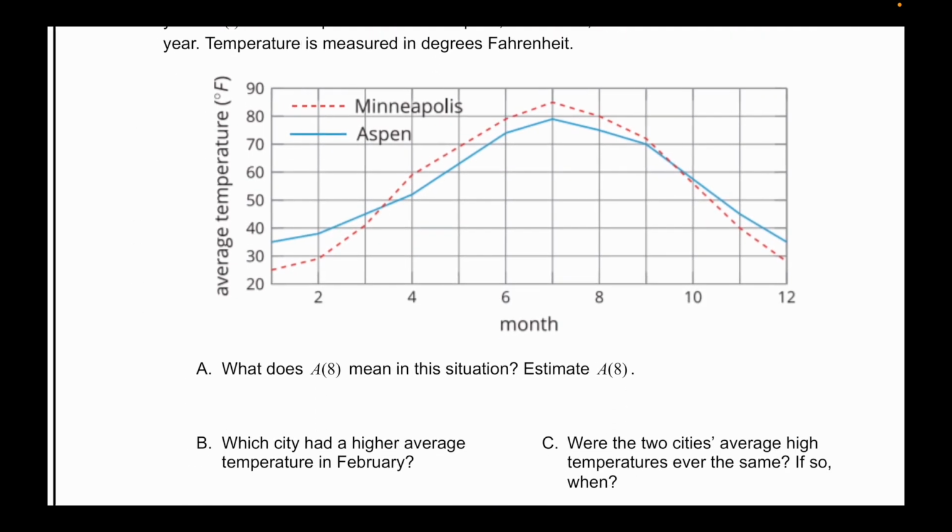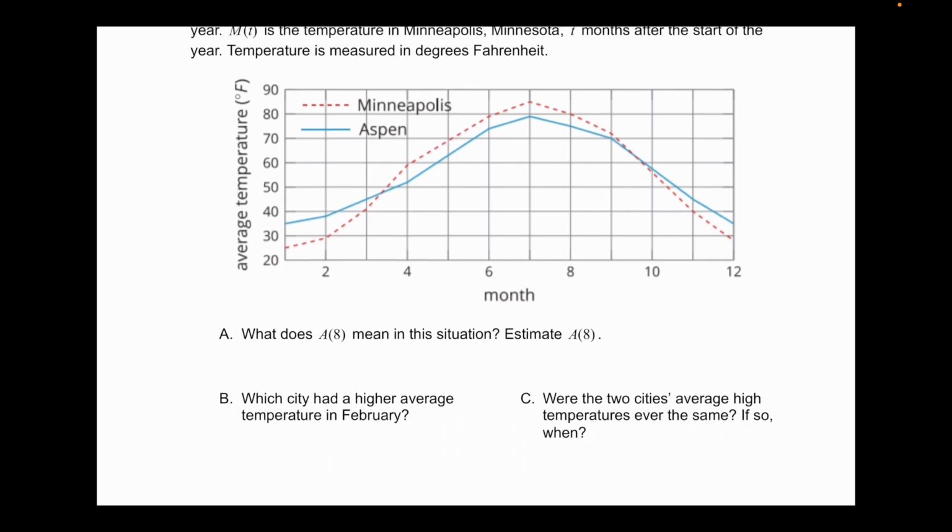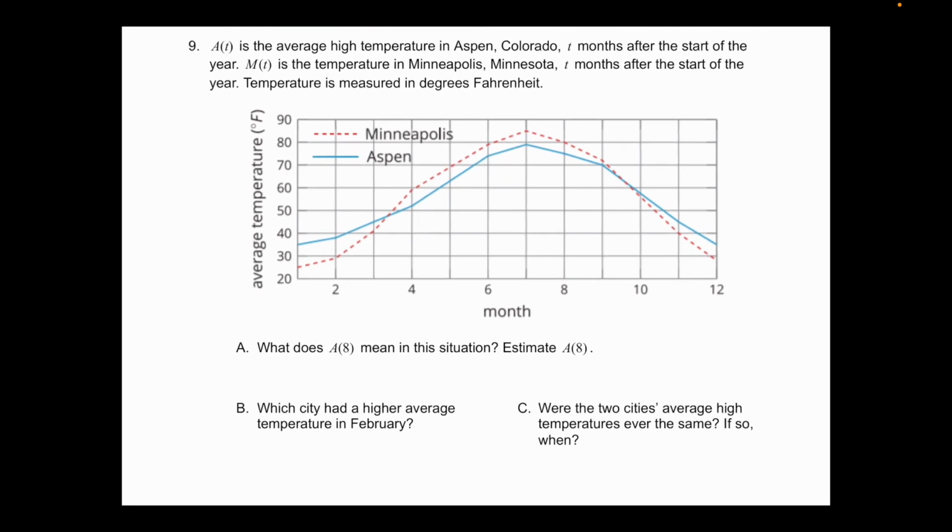And then the last question we have here is question 9. So this says A of t is the average high temperature in Aspen, Colorado, and t is months after the start of the year. M of t is the temperature in Minneapolis, t months after the start of the year. And temperature is measured in degrees. So looking at our graph, we're going to answer questions A, B, and C down here. What does A of 8 mean? So if we go back up, we remember A of t is the high temperature in Aspen, and t is months after the start of the year.